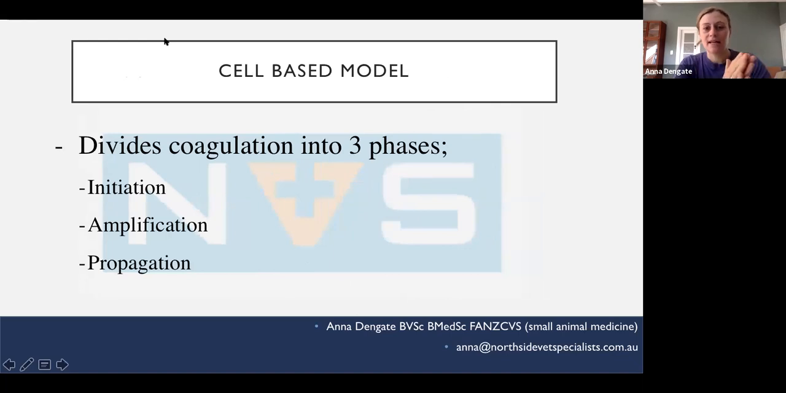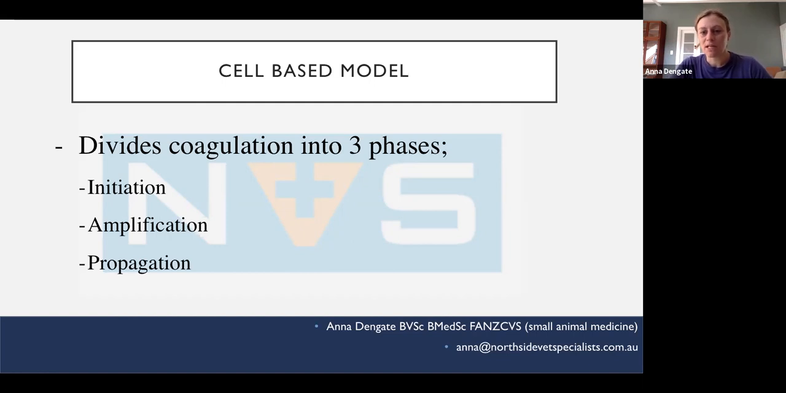So if we then say, okay, the cascade model's got some flaws, let's try and look at a model of clotting where we're looking at what's actually happening in the body and where we're getting this interaction between all of these factors in the cascade model. But then we've also got platelets, and we've also got von Willebrand's factor, and we've also got vessel walls and all of that stuff coming into it.